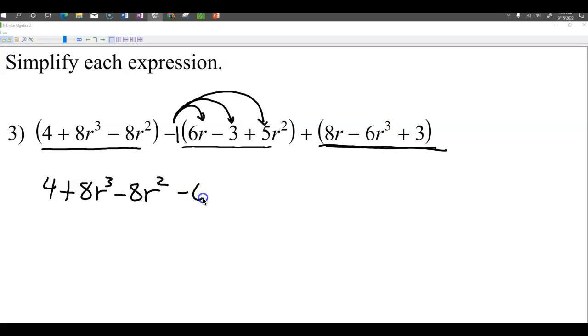So the 6r becomes minus 6r. The negative 3 becomes plus 3. The 5r squared becomes minus 5r squared. And then this one we said is going to stay the same. Does it look overwhelming to write all that? Okay, you're fine.